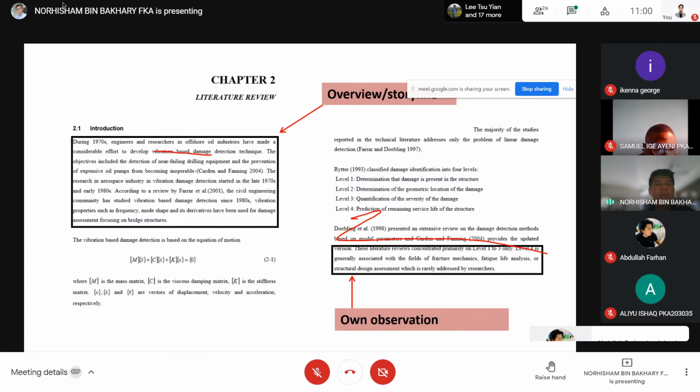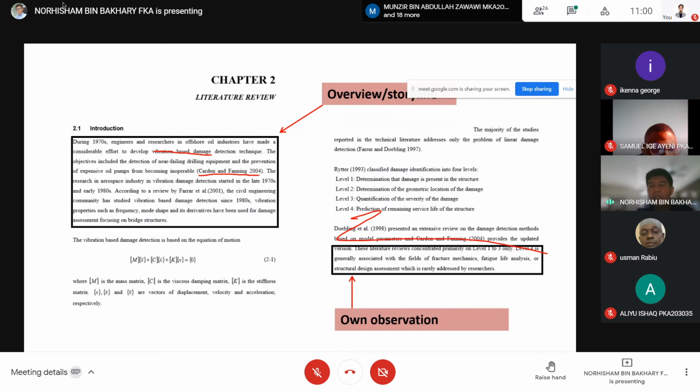So this is not based on my study, so I have the citation. I cited them from Carden and Fanning, 2004. Okay, the citation format: every university has its own citation format. For UTM, you can go to the library, and they will give you the citation format. Okay. So researchers in the aerospace industry started vibration damage detection in the 1970s.